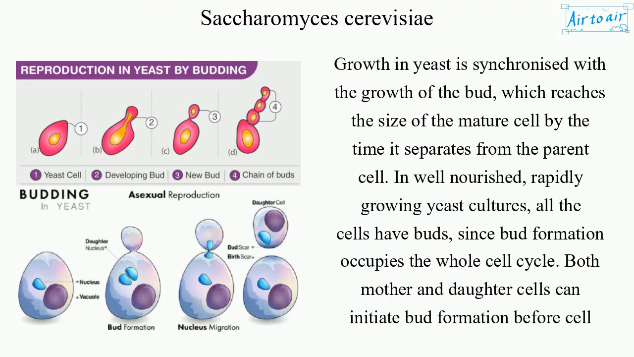Growth in yeast is synchronized with the growth of the bud, which reaches the size of the mature cell by the time it separates from the parent cell. In well-nourished, rapidly growing yeast cultures, all the cells have buds, since bud formation occupies the whole cell cycle. Both mother and daughter cells can initiate bud formation before cell separation has occurred.